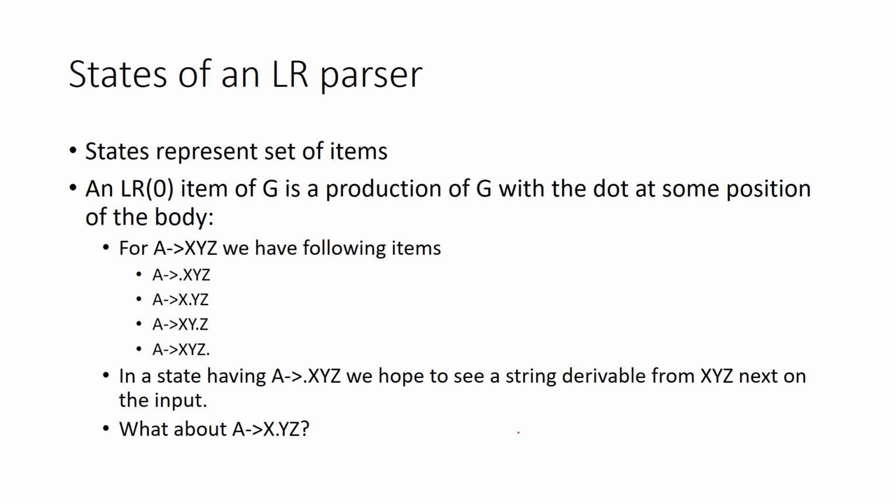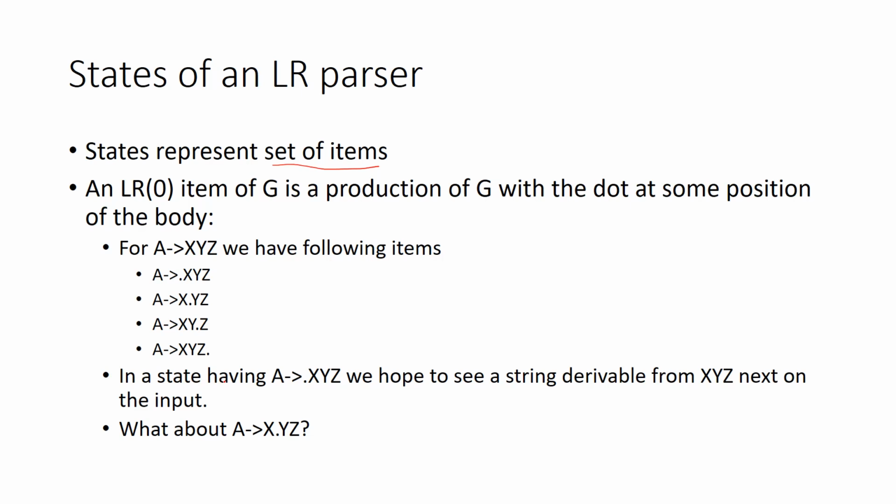Now we'll see what we mean by an LR0 item and the states of this LR parser. States represent sets of items, and an LR0 item of G is a production of G with a dot at some position of the body. For example, when we say A derives XYZ, we have the following items: A derives dot XYZ, A derives X dot YZ, A derives XY dot Z, and A derives XYZ dot.